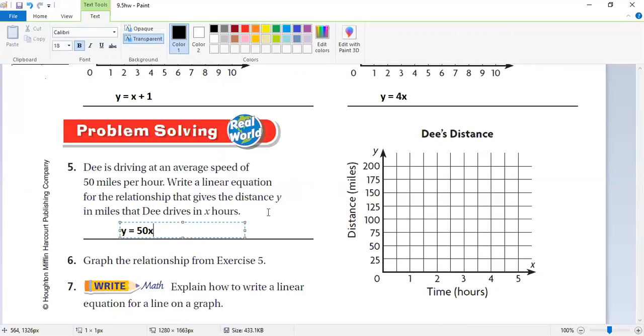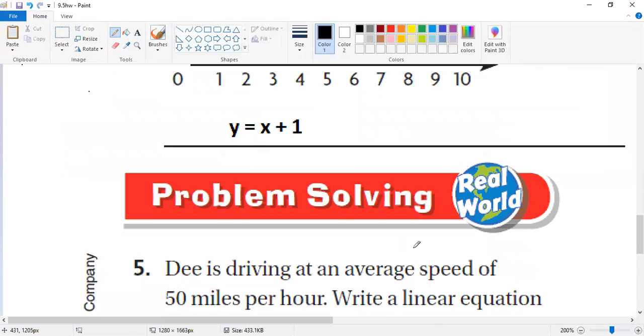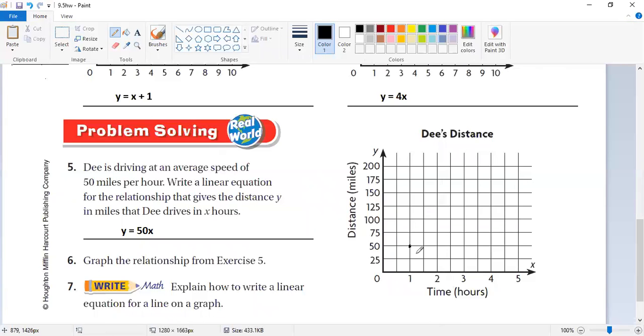Now graph the relationship from exercise 2. Okay, now when we are graphing, what did they say? Now here I'm not drawing the table. You can use your mind, your brain for this. So in 1 hour, she is driving 50 miles. In 2 hours, how much will she be driving? If in 1 hour 50, in 2 hours 50 multiplied by 2 will give you 100, right? So 2 and 100. In 2 hours she's driving 100.